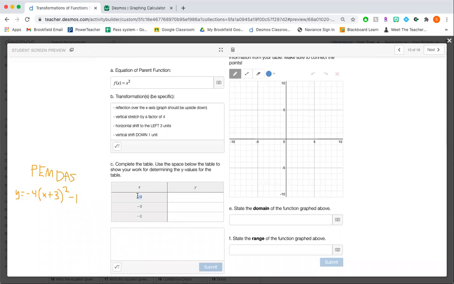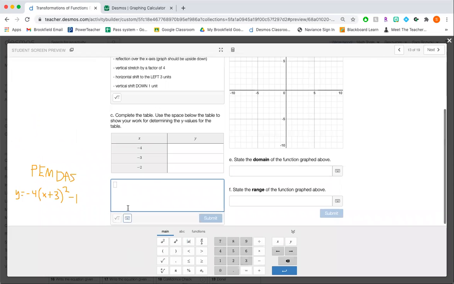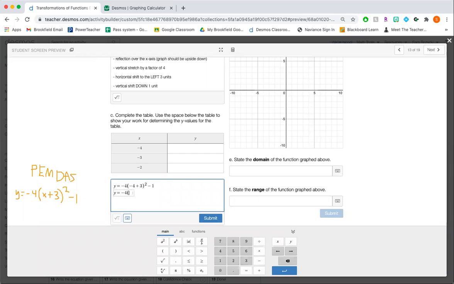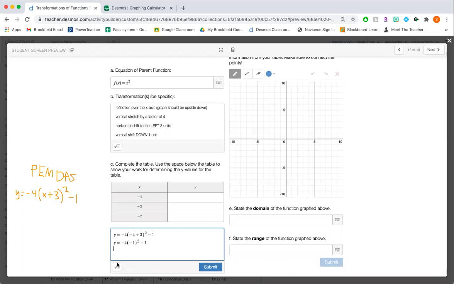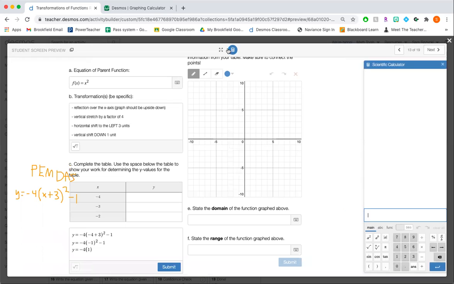And basically what it wants you to do, it wants you to take those values and plug them into the x here. So I'm going to click this little square root button. I'm going to copy and paste my equation. And I'm going to do x equals -4 first. So I'm going to put -4 for x. So then you get y equals, and I'm going to do my parentheses first because that's what PEMDAS says. So I get -1 squared -1. This is where people get lost. PEMDAS says do exponents next. So this becomes -4 times 1. If you don't believe me, pull up the calculator here. Right? Parentheses, -1, close parentheses, square it, comes out to be +1.